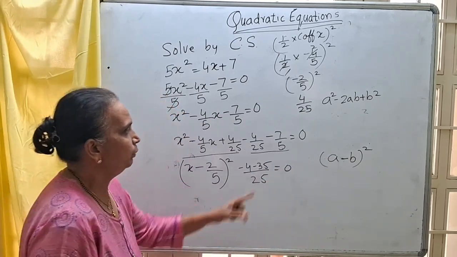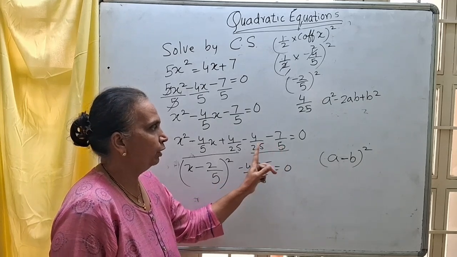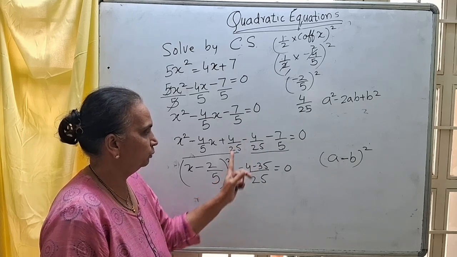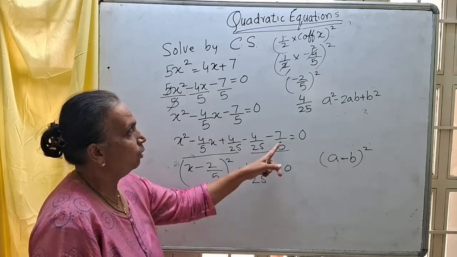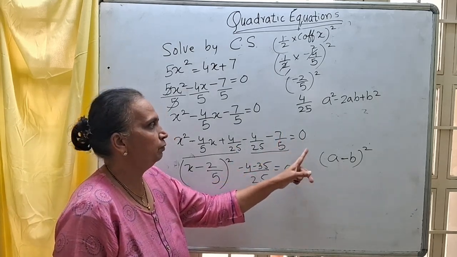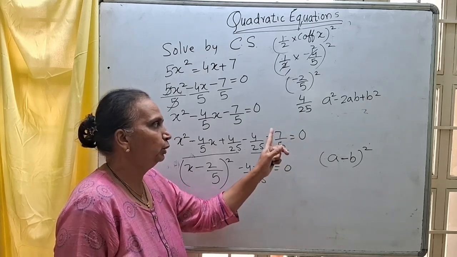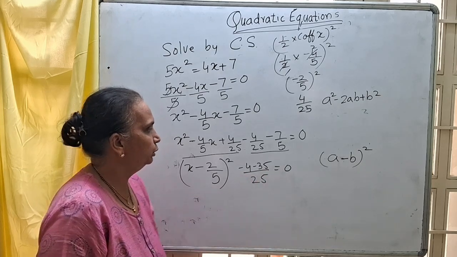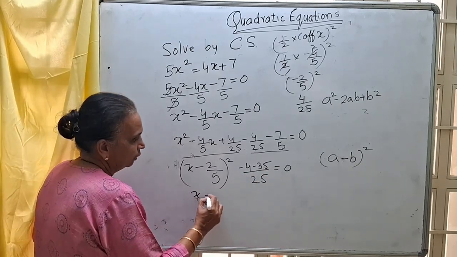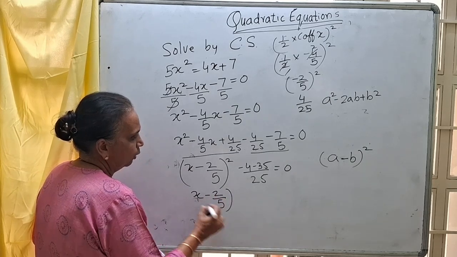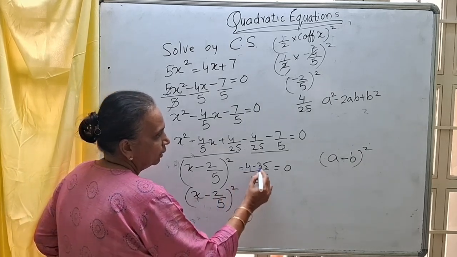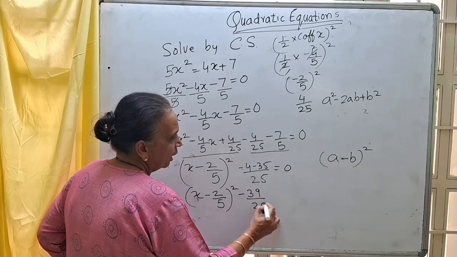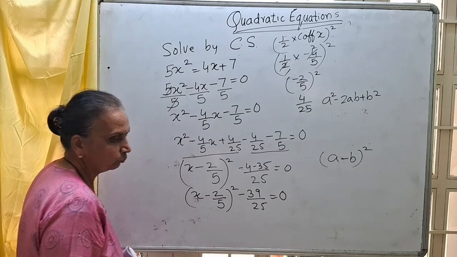Hopefully you all know the LCM. 25 is the LCM, so 25 into 1 is 25, so 1 into 4 is 4, and here it is minus, so plus into minus, minus 4. 5 into 5 is 25, so 5 into minus 7 is minus 35. So I got this is equal to 0. Now I'm going to simplify this further: x minus 2 upon 5 the whole square, both are minus, so you add, minus 39 upon 25 is equal to 0.